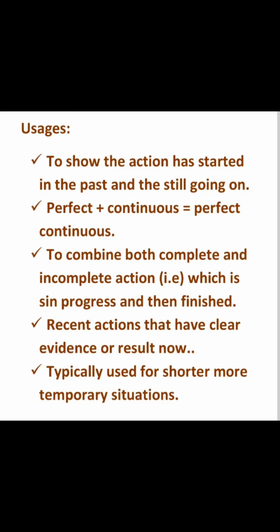Next, its usage. To show the action has started in the past and is still going on. Perfect plus continuous is equal to perfect continuous tense. To combine both complete and incomplete action, that is, which is in progress and then finished. Recent actions that have clear evidence or result now. Typically used for shorter, more temporary situations.